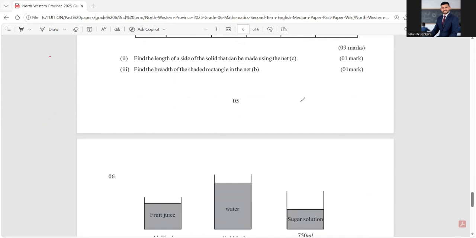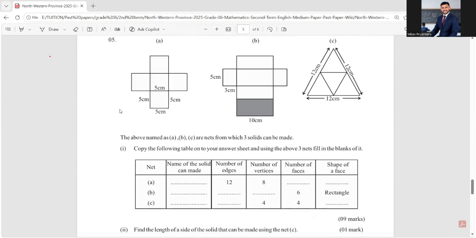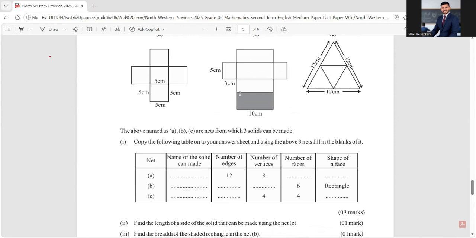Find the length of a side of a solid that can be made using the net C. In C, you have these triangles. The length of one side, and one face will be made of this triangle, right? And then what is that length? It should be 6 because this one is 12 and the half should be 6.